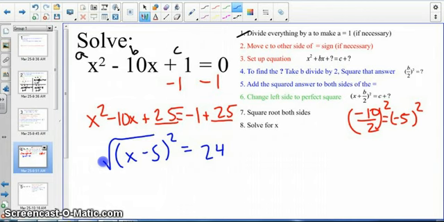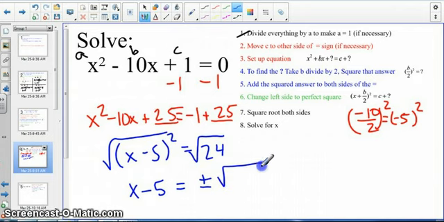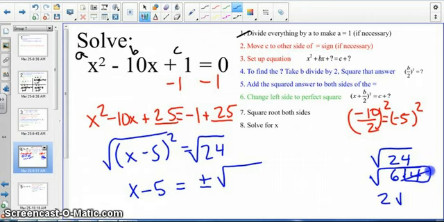Take the square root of both sides. So the square root of x minus 5 squared is just x minus 5, plus or minus. Now radical 24, we can break that down to 6 times 4, and 4 is a perfect square. So I can bring a 2 out, 2 radical 6. Now you're wondering, there's other numbers that multiply to 24, like 8 and 3, 12 and 2. But those aren't perfect squares. I use 6 times 4 because 4 is a perfect square.